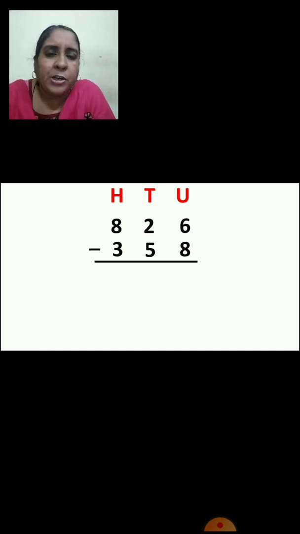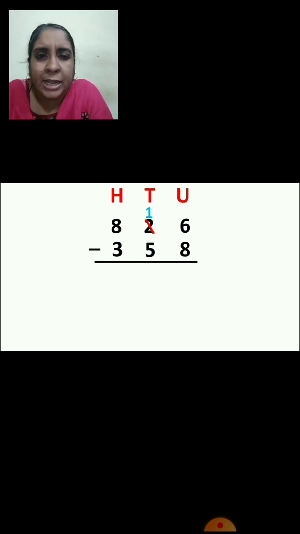We will go to the units place first. Now you cannot subtract 8 from 6. So what will you do? You will go to the tens place. You have to borrow from there. So you will cut 2. 2 minus 1 will be 1 in tens place. And now you can borrow 1 ten to units place. So you will cut 6 and what will come in units place? 16, right? Now you can subtract. So 16 minus 8 is how much? Yes, 16 minus 8 is 8.